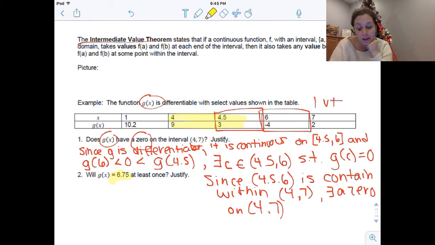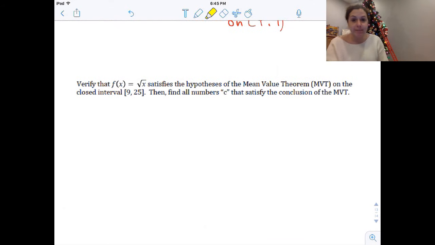All right, and then the last thing is MVT. Let's do an MVT. So verify that f of x, square root of x, satisfies the mean value theorem. Okay, cool. On the interval from 9 to 25, then find the numbers that are guaranteed by it. So I'm going to ask, is this continuous, and is it differentiable? Is it continuous? Well, it's a radical function over the interval from 9 to 25. It's never discontinuous, right? There's nowhere it's undefined. And is it differentiable? Radicals are smooth functions.